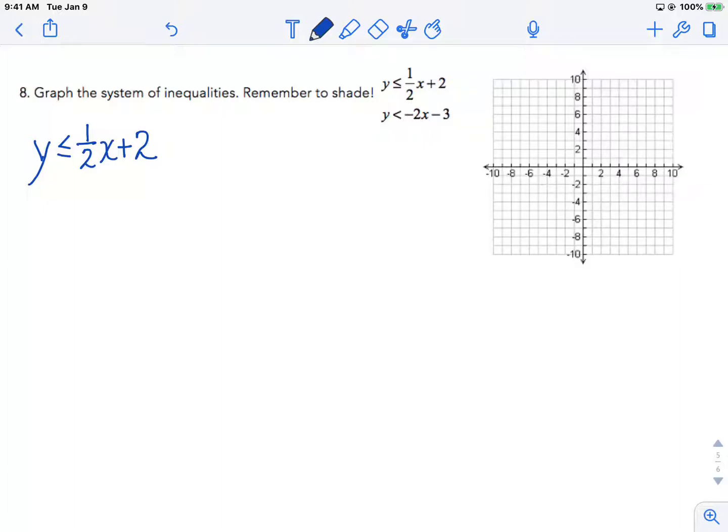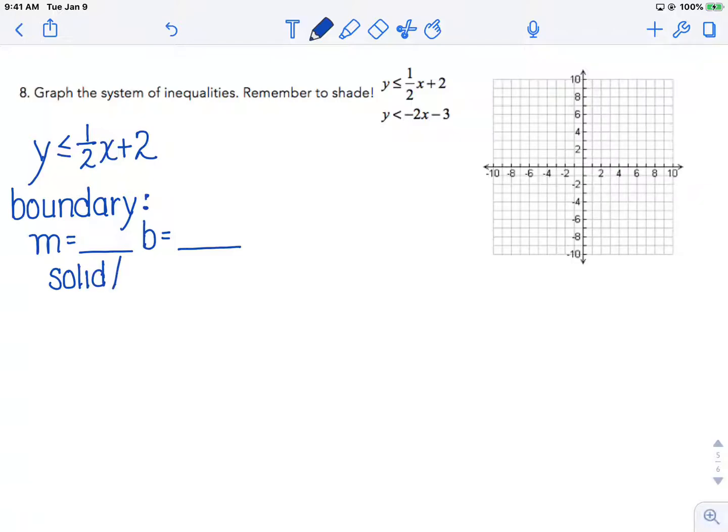For each of these inequalities, first we graphed their boundary, and we decided some things about their boundary. We decided if it was already in slope-intercept form, we decided what the slope of their boundary would be, what the y-intercept of their boundary would be, and whether it should be solid or dotted. And so I will go through one of them with you, and we'll get the big idea, and then you can finish that up.